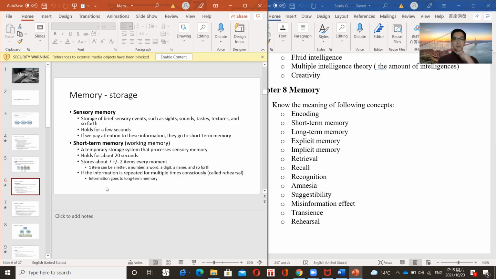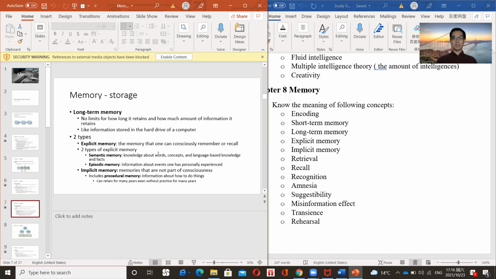And the room for the short-term memory is also very small. The room is about 7 pieces of information, 7 items, at most 9 and at least 5. So that's about short-term memory. And after short-term memory, if the information is rehearsed, repeated many times, then that information is likely to go to the long-term memory.